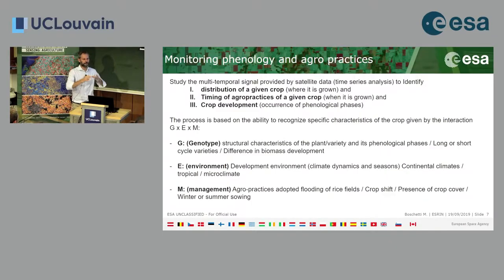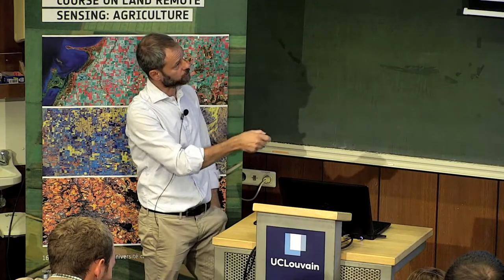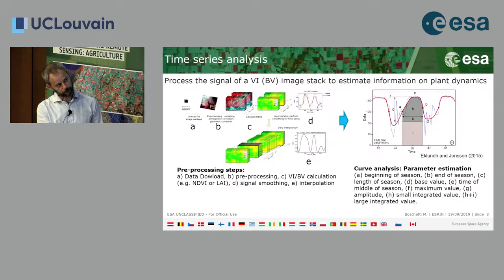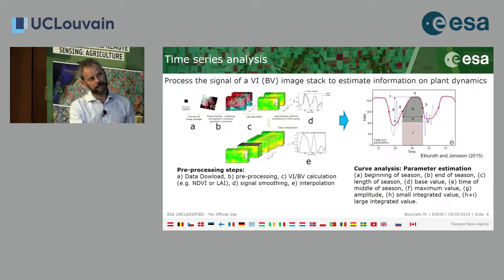So from a landscape or regional point of view, all those things make the matrix of our agroecosystem change a lot. And so with remote sensing, the objective is: are we able to provide information for this matrix, this tessellation, over a wide area? To do that, we have to process the images. We can download, pre-process, calculate vegetation indices or biophysical variables, smooth those signals, interpolate and interpret.